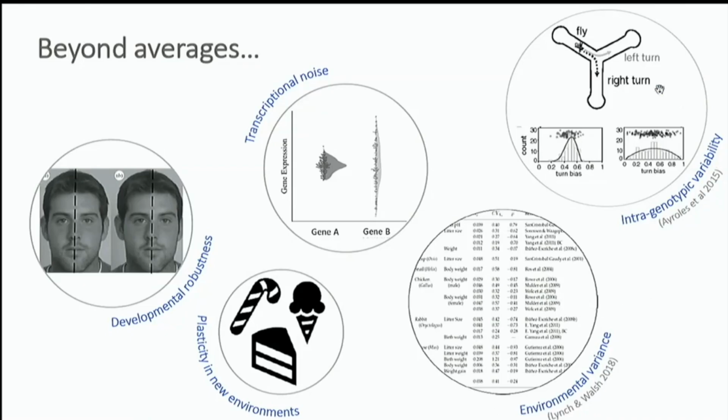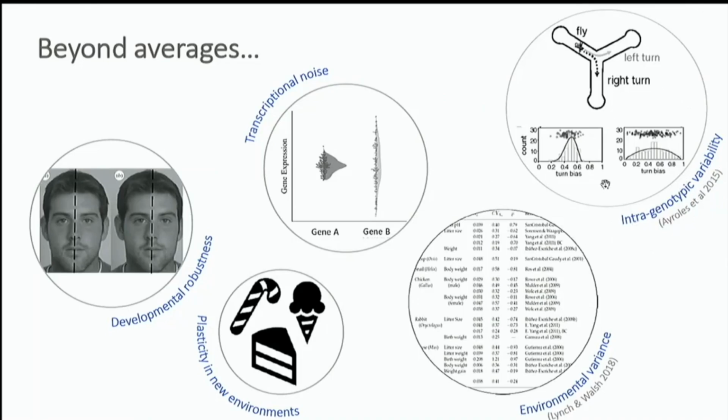And lastly, people who study behavior are really into this intragenotypic variability. This means if you have the same genotype in the same environment and you measure it again and again and again, there's always this dispersion around it, but this dispersion is genotype specific, which means noise is genetically regulated.